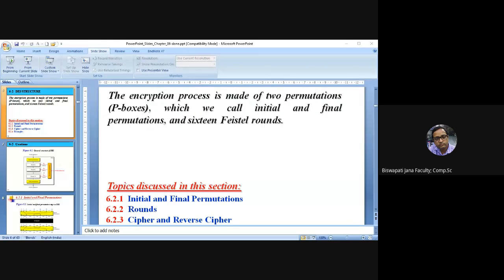So there is an initial permutation table, and you have to keep this table secret because this is one of the secret keys. If you don't have this table, no one can decrypt the message. Okay, this is the first part. The initial and final permutations are straight P-boxes, meaning 64 bits are there at the input level, so obviously we have 64 bits at the output level.